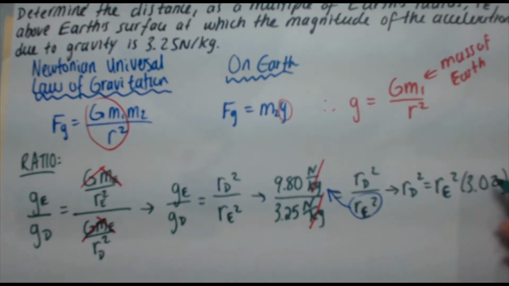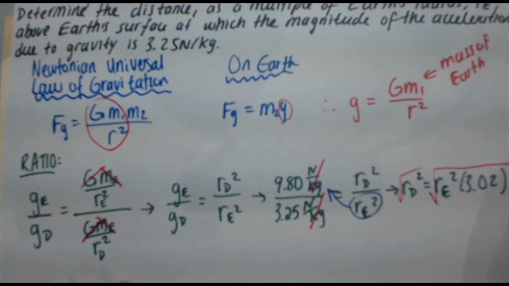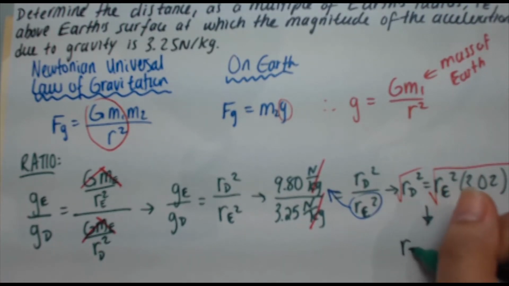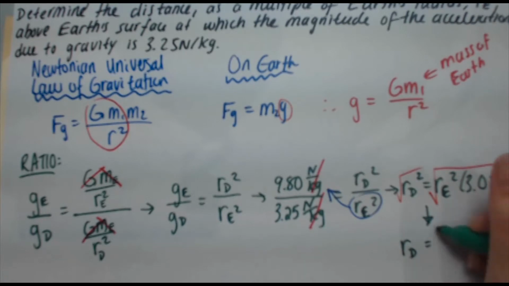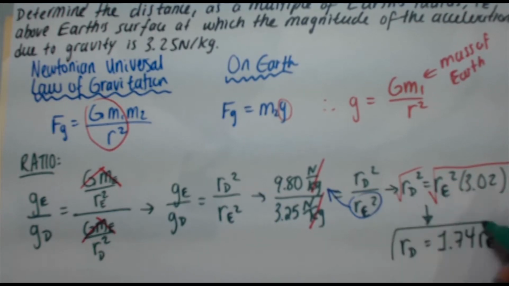Okay, so we're almost there. We just have to take the square root of both sides because I need to get rd by itself. So square root that. Make sure you square root both of those. And of course, rd squared square rooted is going to be rd. On this side, re squared is going to be re. And you just have to take the square root of 3.02. You're going to get 1.74.